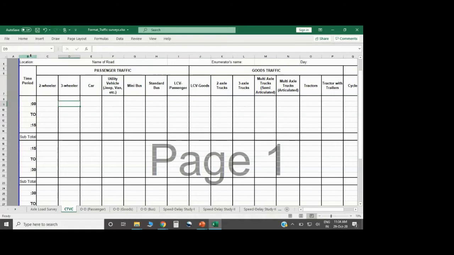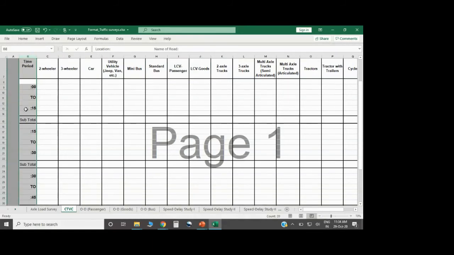And if you see in this column, I have mentioned the time period, and there is something written, 0 to 15. Now, you can't just have a single sheet for one complete hour, because then again it will lead to some errors. So what we do is, we divide one complete hour into 15-minute segments, and the enumerator, or whoever is counting the vehicles, has to count the vehicles in 15-minute intervals.